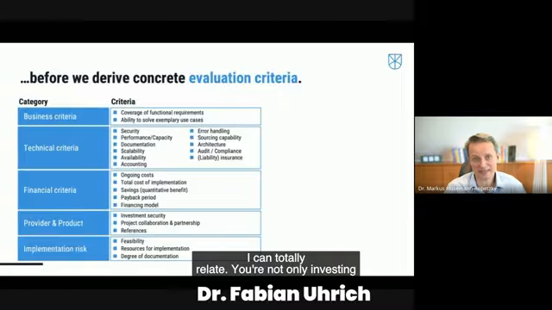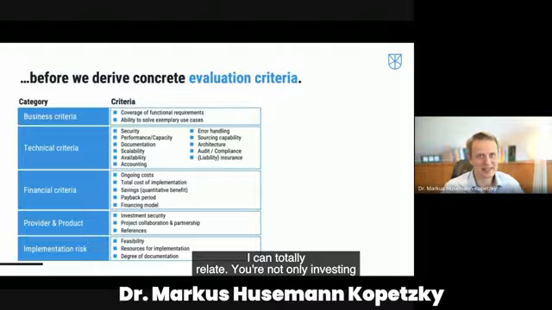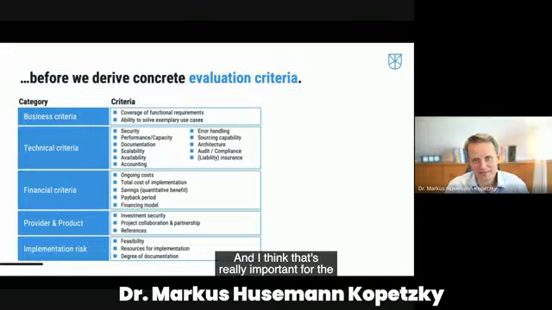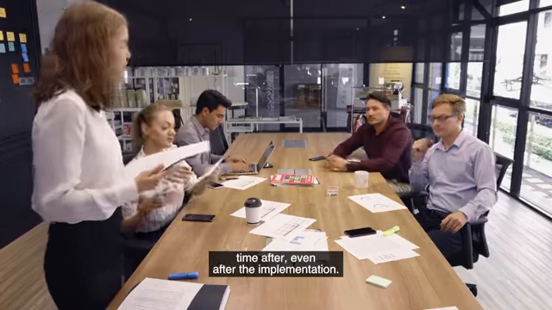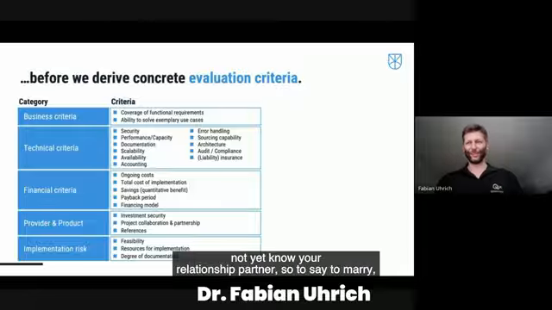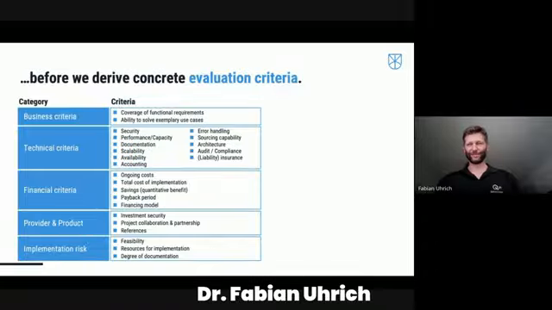Yeah, I can totally relate. You're not only investing in software, you're investing in a relationship. And I think that's really important for the time after, even after the implementation. So that's true. But before the implementation, when you do not yet know your relationship partner, so to say, to marry, how do you get information about all these criteria?